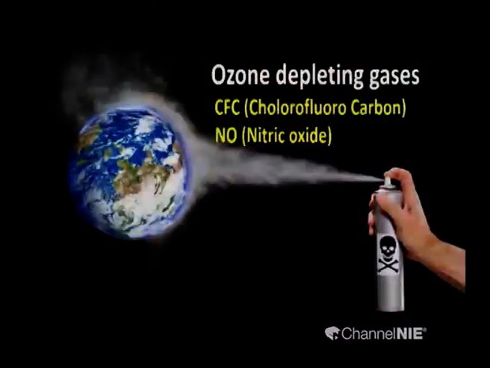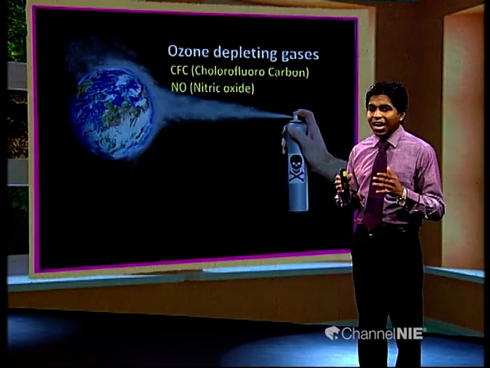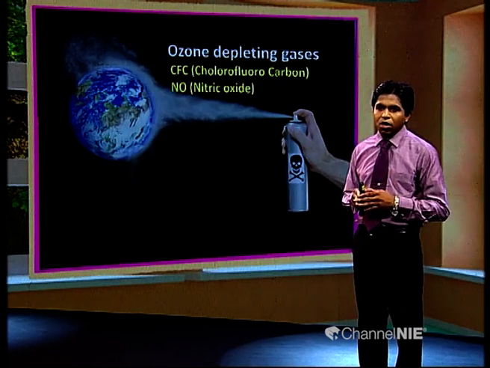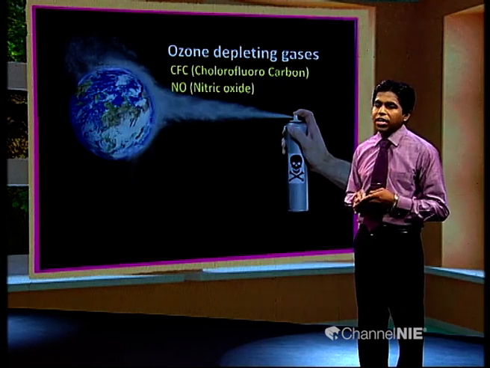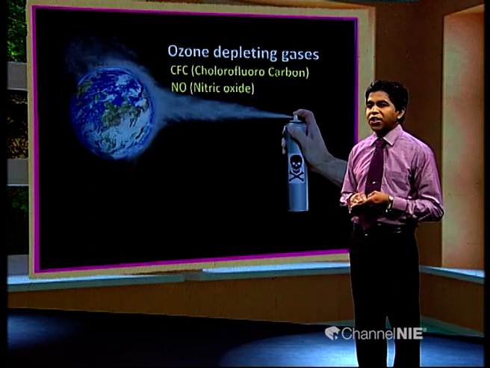So let's see what the ozone depleting gases are. Number 1, CFC, a group of chemicals, chlorofluorocarbon. Chlorine and fluorine you have learned under group 7 in your periodic table, so we call them halogens. In other words, they are halogenated hydrocarbons. And number 2, the second ozone depleting gas, nitric oxide.